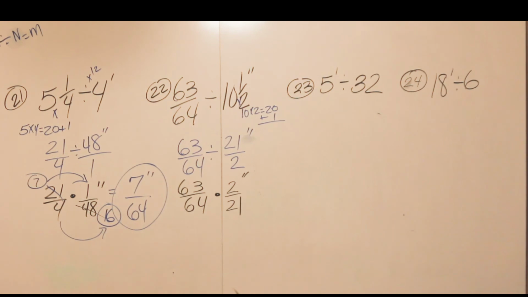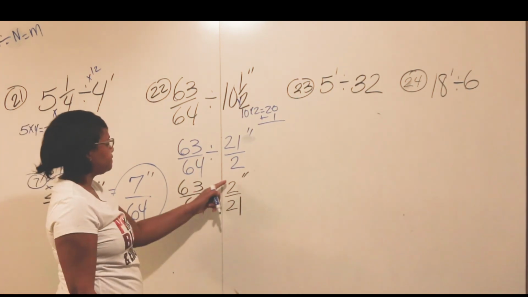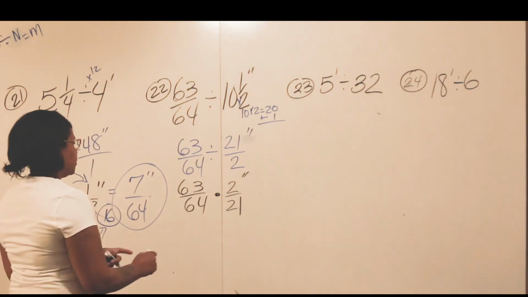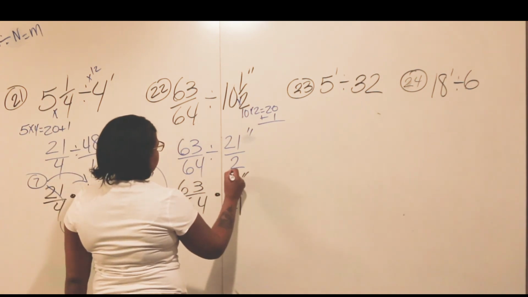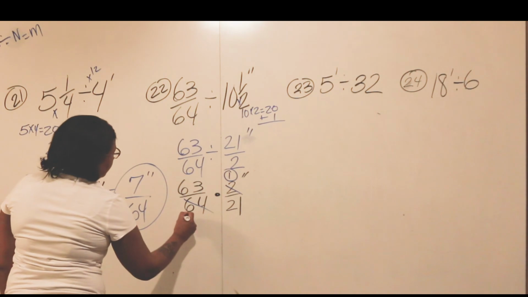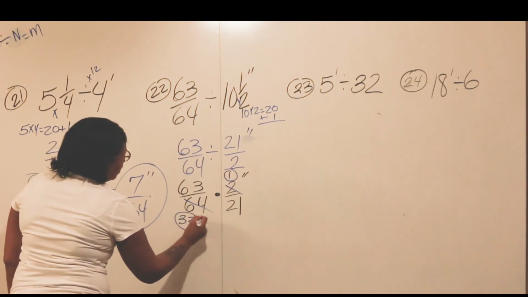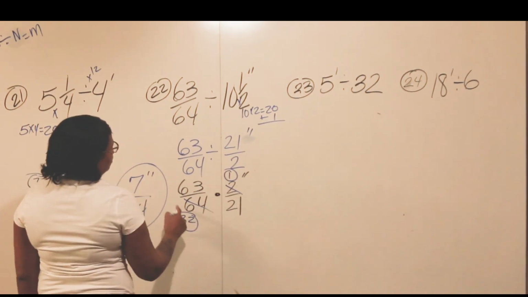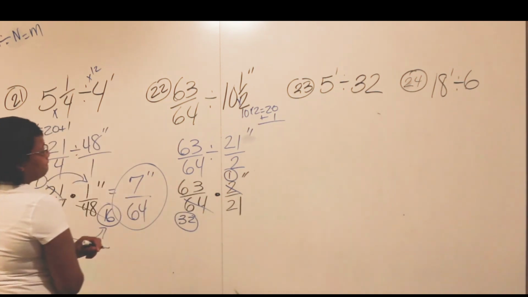Is there a number that can go into 2 and 64 evenly? Yep, 2. 2 goes into itself 1 time, and if we take 64 and split it in half, we get 32. Can we cross reduce anymore? Nope. What about 63 and 21?